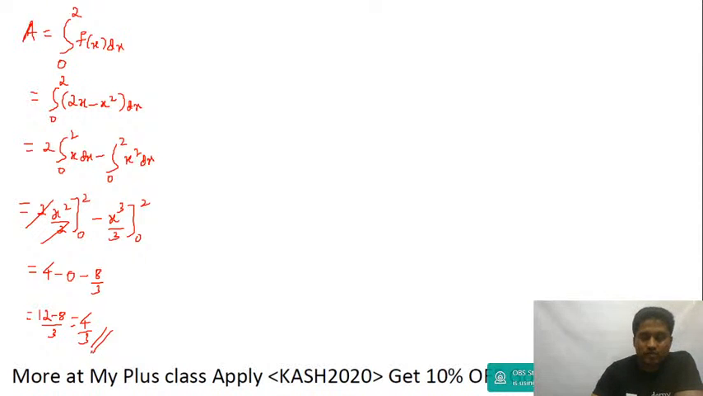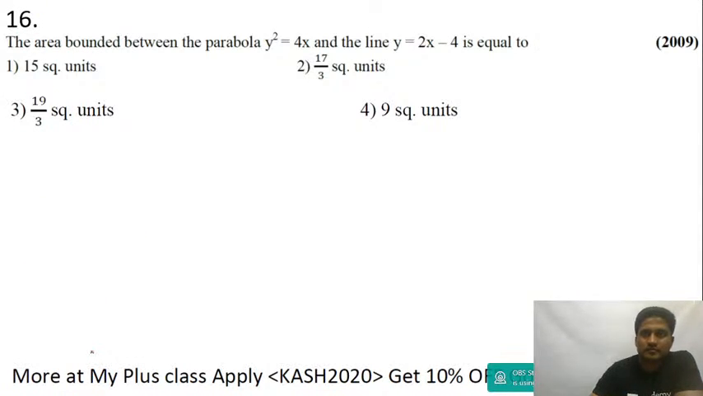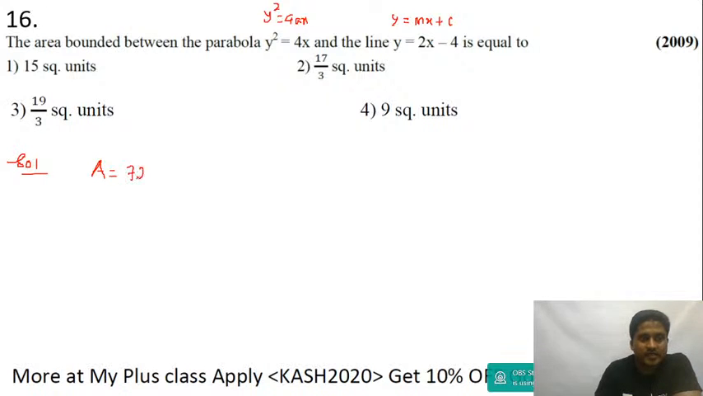Okay, now let's do one more question. Find the area bounded by the parabola y square is equal to 4x and the line y is equal to mx plus c. Don't do this the long way, okay? The direct shortcut is there. The area bounded by the parabola y square is equal to 4ax and the line y equal to mx plus c is 8a square by 3m cube.